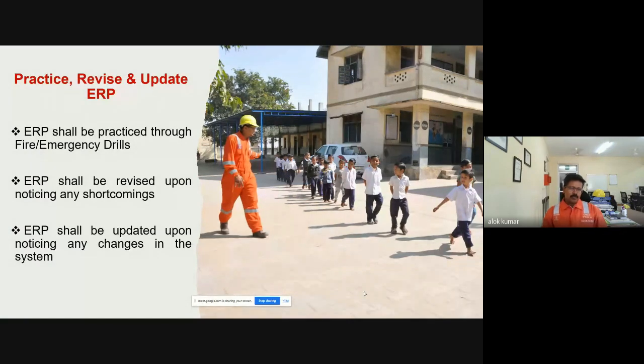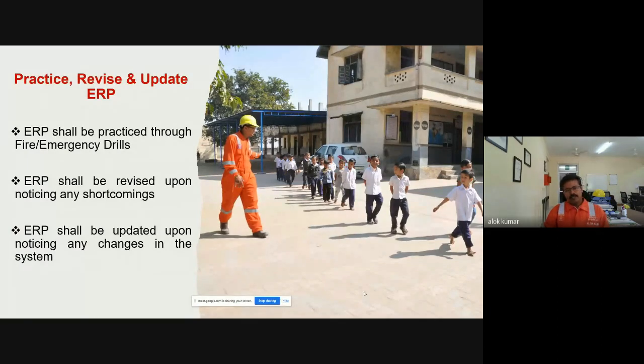The ERP shall be revised upon noticing any shortcoming, like say we have conducted a mock drill. After the mock drill, there shall be a debriefing session. The debriefing session includes observation. There will be an observer who will look at the people's response, at what time people have responded, and at what time first responders have responded. First responders like ambulance, police, emergency and fire vehicles. They will write down each and everything. If there are any shortcomings, they have to be noted down and rectified in the next fire drill so that it can be improved upon in the future.